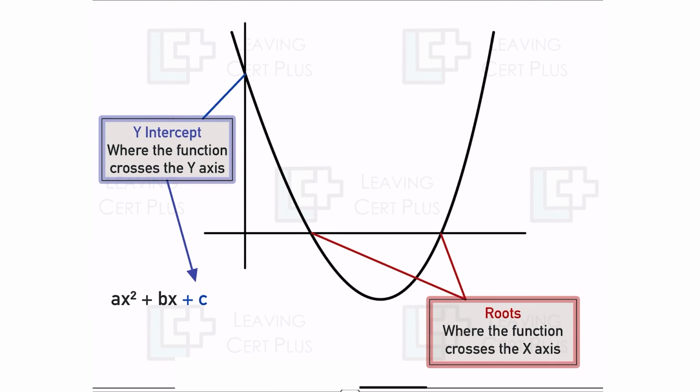Looking at the landmarks then, first of all, the roots. This is where the function crosses the x-axis. So this would be a positive x squared. And where it crosses the x-axis, they're your roots. Where it crosses the y-axis is your y-intercept.